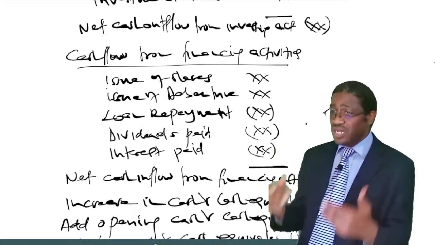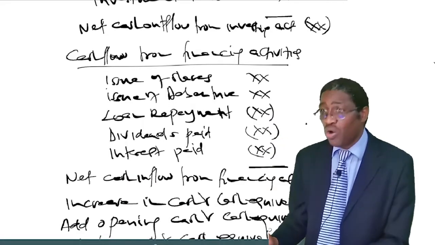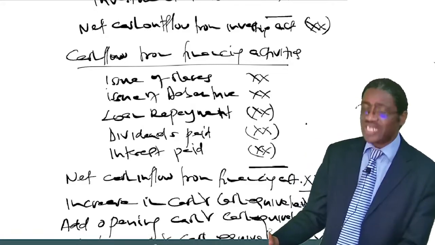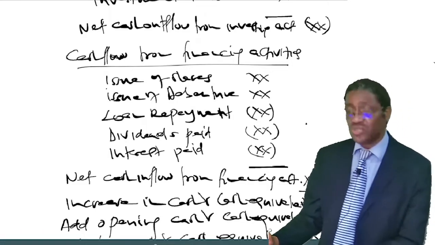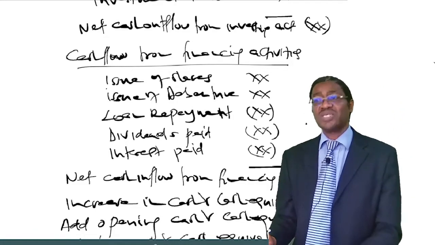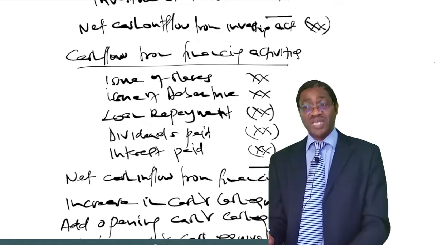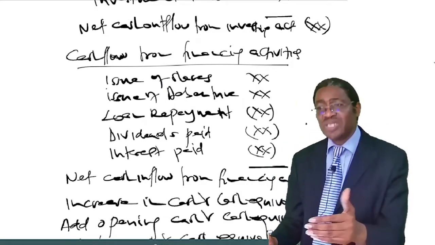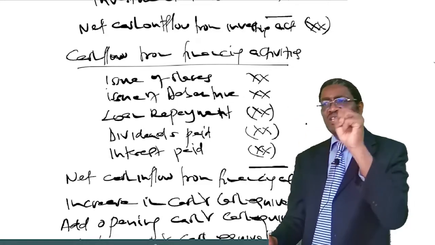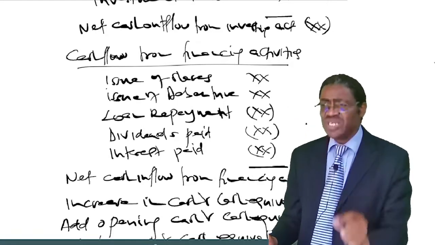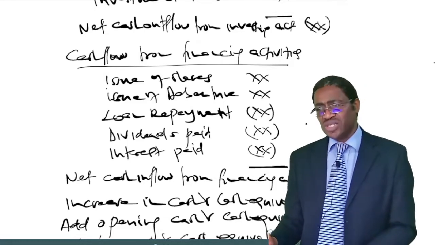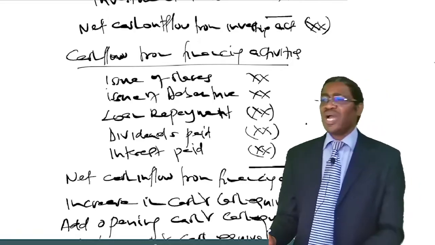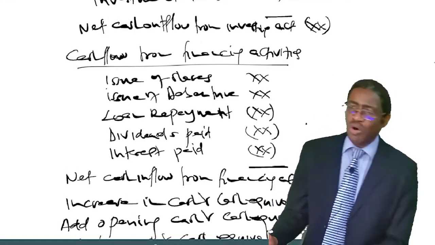Then you go to the third category, called cash flows from financing activities. All those transactions that affect finances in your business are the ones we classify as financing. Could be issue of shares, issue of debentures, loan repayment, and so on. Once you identify the major finances, whatever returns you pay to your financiers are classified also as part of financing.